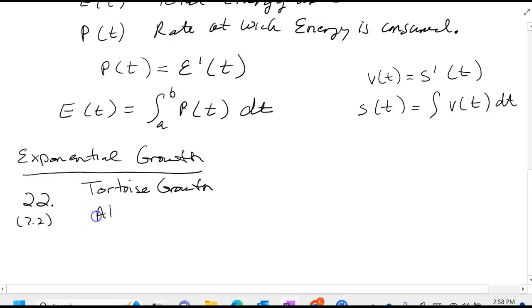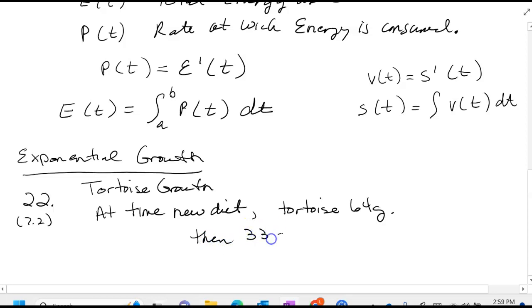So at the time a new diet was put in place, so our initial time, our tortoises had a weight of about 64 grams. Then 33 days later, the tortoise had a weight of 73 grams. It went to 73 grams.